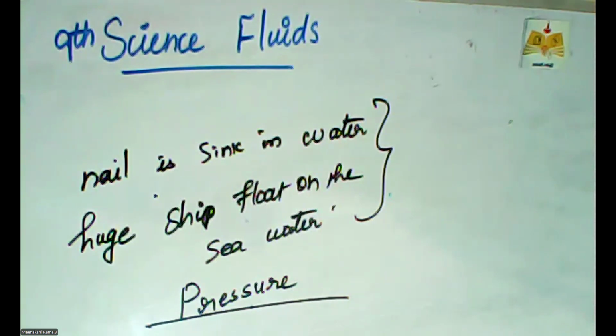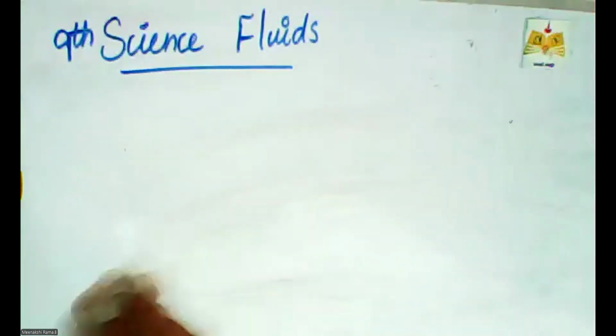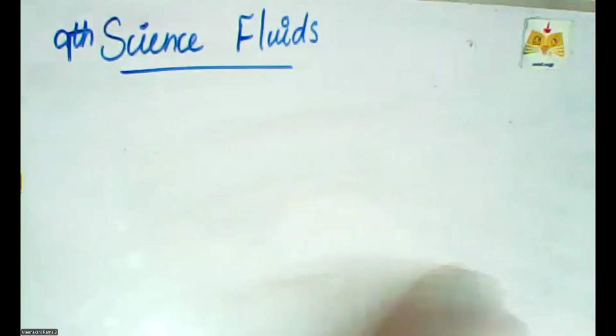We just know about the pressure concept. Because of pressure, the small nail sinks in water and the large ship floats on the sea. So, what are thrust and pressure? These two concepts are related to the fluid lesson. What is thrust and then what is pressure?